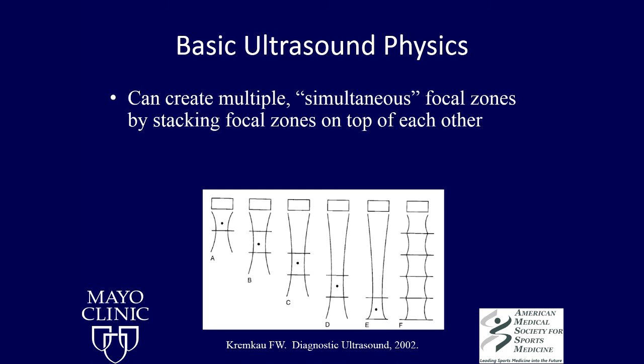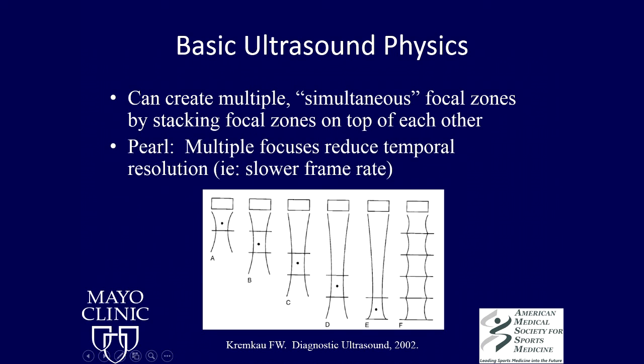Now you can create multiple different focal zones. So you can have a focal zone that's near, at a mid distance, and then all the way out to a far distance. But the problem is, to create each of these focal zones, you have to send out a specific sound wave, and then you have to stack all of these on top of each other to create one picture. So what that does is it slows down the frame rate, or the temporal resolution of your image, and it'll make the image look almost like you're looking through a strobe light, as opposed to something that's rapidly changing when you move your transducer.